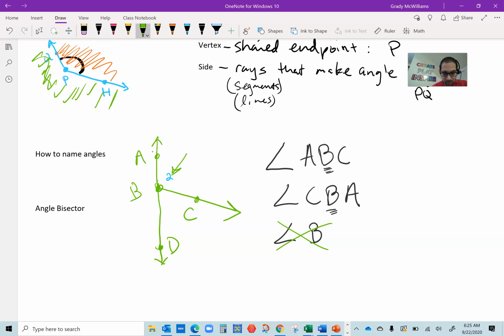Okay, so that's when I say if there's no room for confusion. In this case, there is room for confusion. I don't know which angle B you're talking about. And technically, there are 3 angle Bs. There's this angle B, there's this angle B, and there's a big one that includes all of them, that angle B. Okay, so I wouldn't know which one you're talking about.